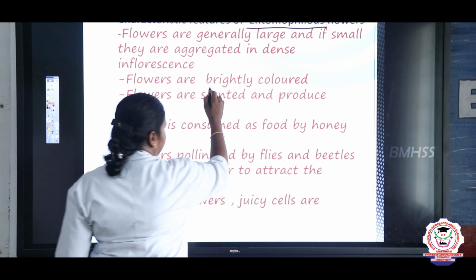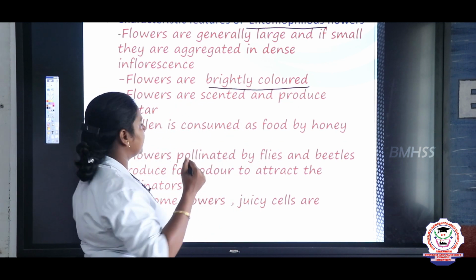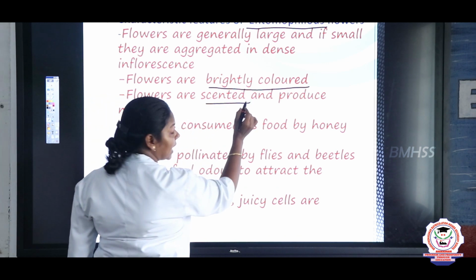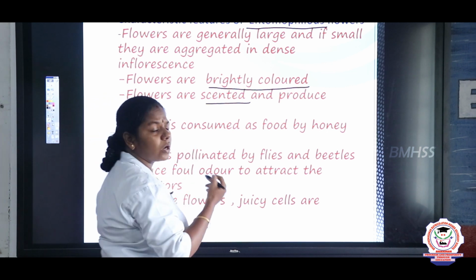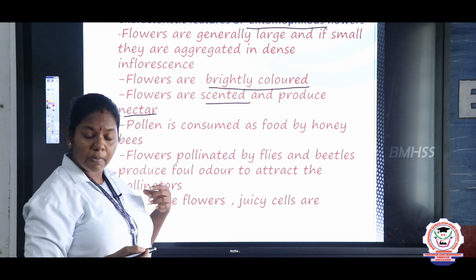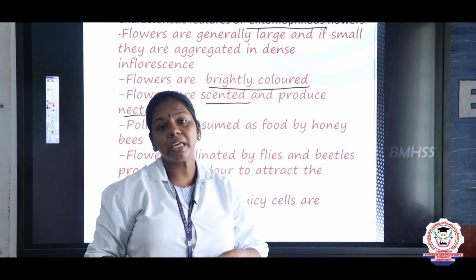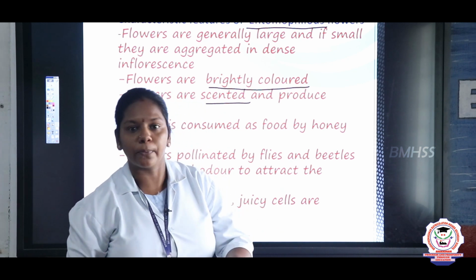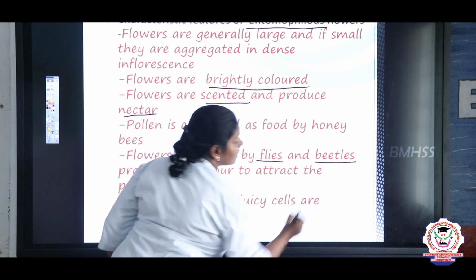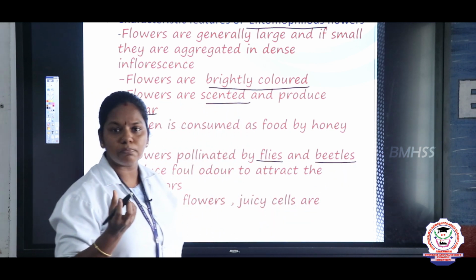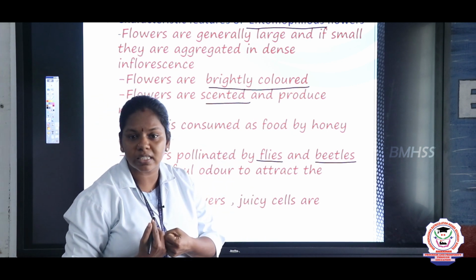Next, they are brightly colored, very attractive: orange, red, yellow. Next, flowers are scented to attract the insects and they produce nectar. Some insects consume the pollen, for example the bee. The bee consumes pollen grains and produces bee pollen. Some flies and beetles are attracted by foul odor. What do you mean by foul? Bad smell. So some flowers produce a foul odor for the beetles.